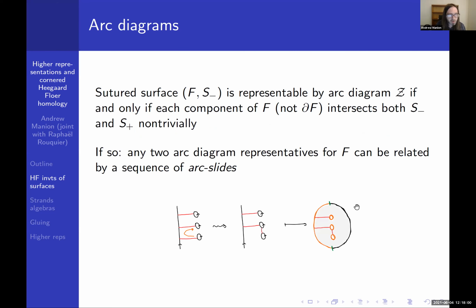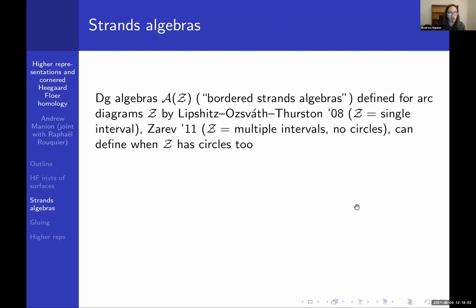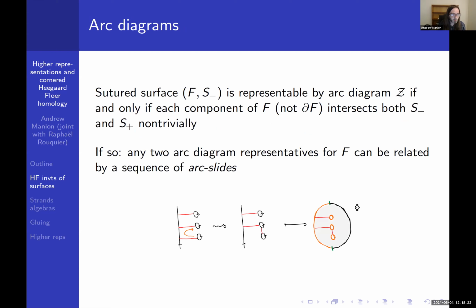Okay, so that's the sort of data we pick, and then we define a strands algebra A of Z, which is based on the one originally defined by Lipschitz, Ozsváth, and Thurston. That was in the case where Z is a single interval and then has matchings. And Zarev allows Z to have multiple intervals, but still no circles. So for instance, this type of arc diagram is not allowed in any version of Heegaard Floer homology that's really developed, or bordered Heegaard Floer that's developed in generality.